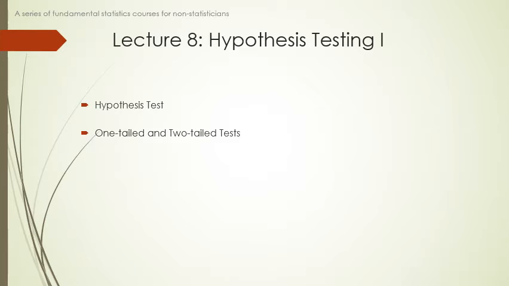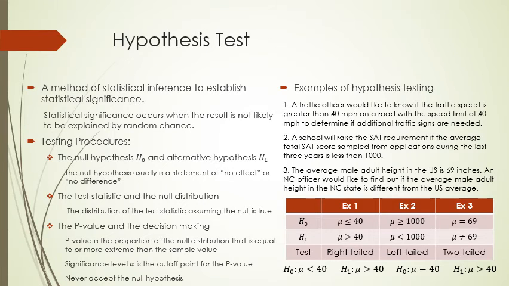In the 8th lecture, we will cover hypothesis testing, including one-tailed and two-tailed tests. A hypothesis test is a method of statistical inference. It includes a series of steps that allow us to establish statistical significance. Statistical significance occurs when the result is not likely to be explained by random chance. Below are the procedures for hypothesis testing.